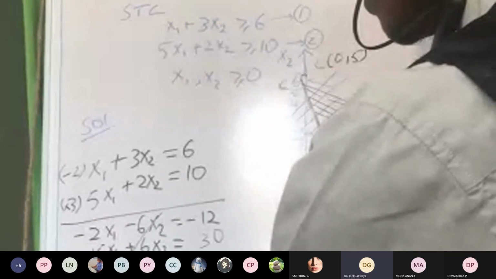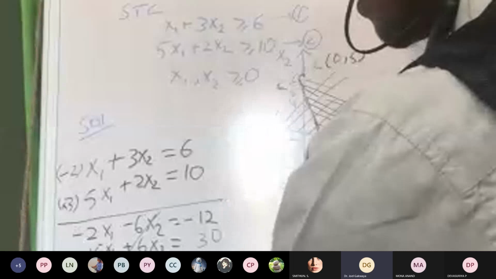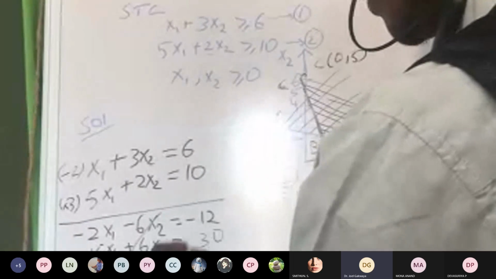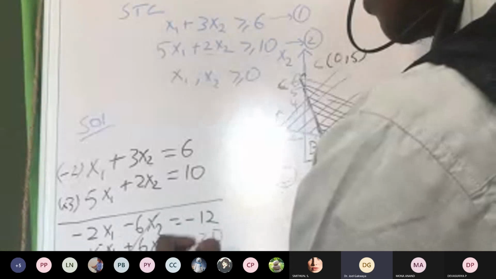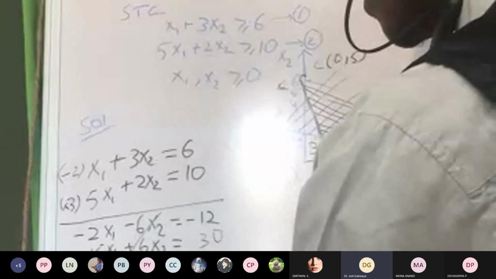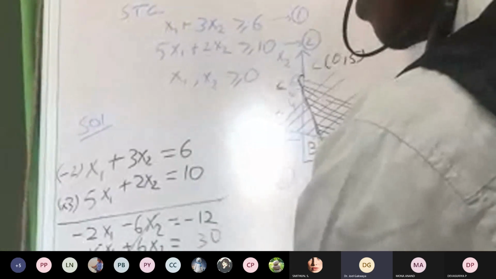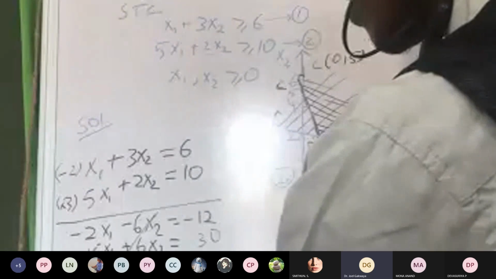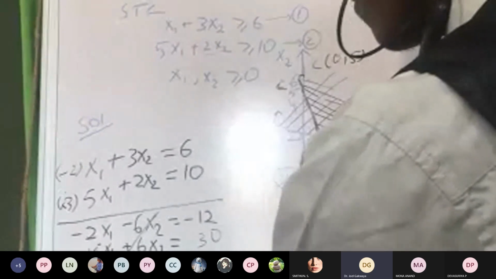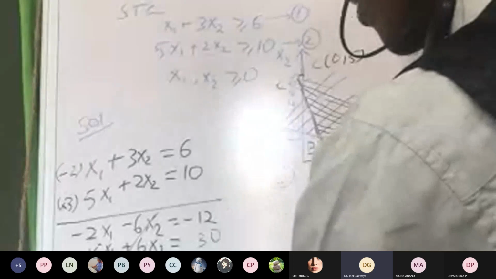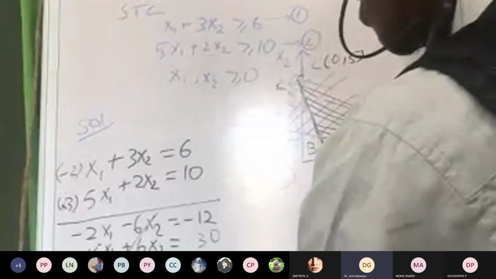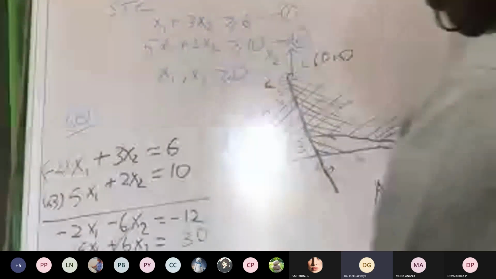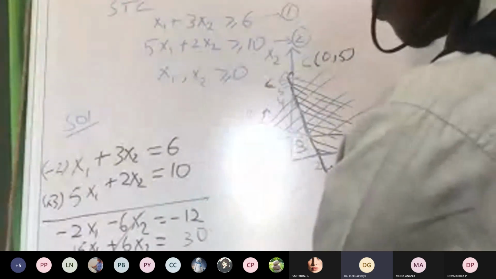And then we remain with what? Minus 13x1, which is equal to what? What is the value of this one? 30 minus 12 is going to be 18. So what is the value for this? No, this is plus 13 because it's a 15. So here, what's the value of x1? 18 by 13.